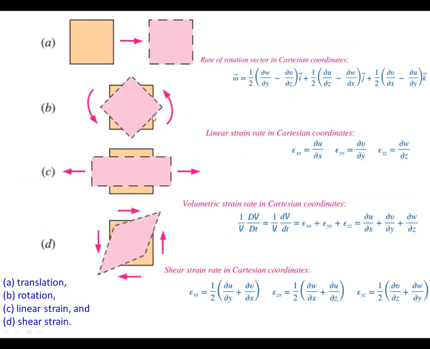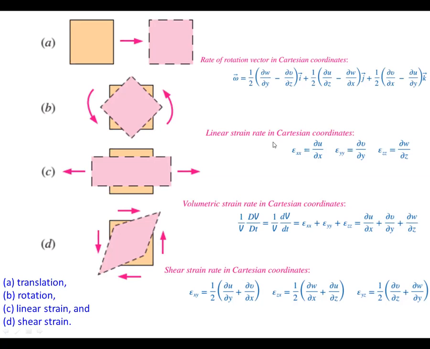So here the fluid may undergo translation, rotation, linear strain, and shear strain. In each case, the rotation vector is given by 1/2 (∂w/∂y − ∂v/∂z) i plus 1/2 (∂u/∂z − ∂w/∂x) j. Alternatively, for the i component, the index is removed and the opposite terms are subtracted.